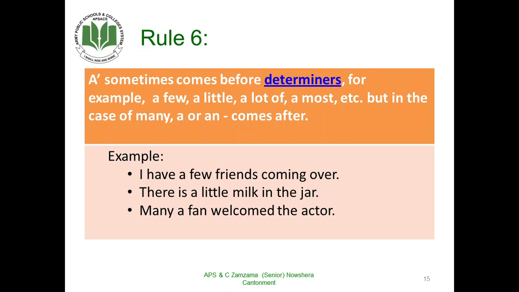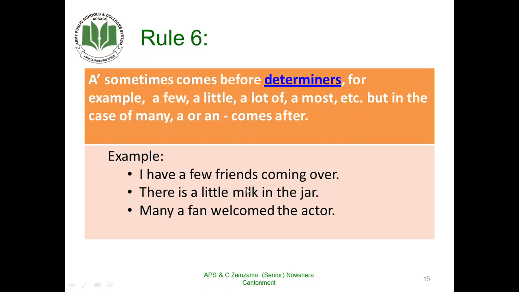Now come towards the last rule, rule number six, of the indefinite articles. Sometimes they come before determiners, for example, "a few", "a little", "a lot of", "a most", etc. But in the case of "many", "a" or "an" comes after. With the word "many", you have to use it after. Come towards the examples; they will be elaborated more nicely for you.